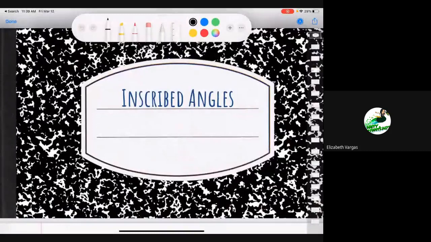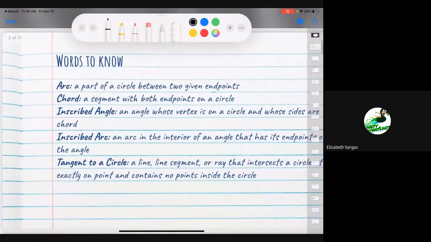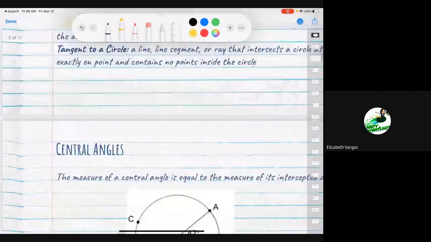So we're going to look at inscribed angles today. Some words to know. We have already seen arc. We're going to learn a little bit about a chord. We kind of did see it a little bit. But what we're really going to get into is inscribed angle, inscribed arc. And we, again, did see tangent of a circle last time. Okay, so these are different words we're going to see today.